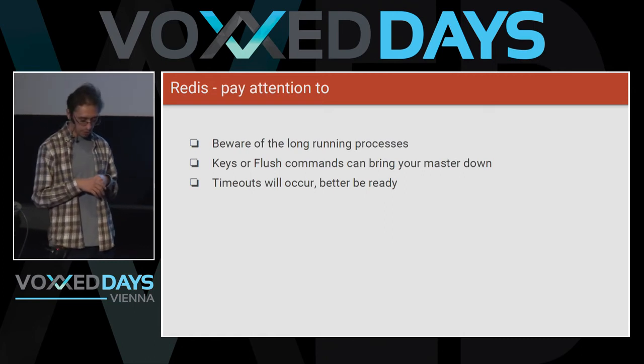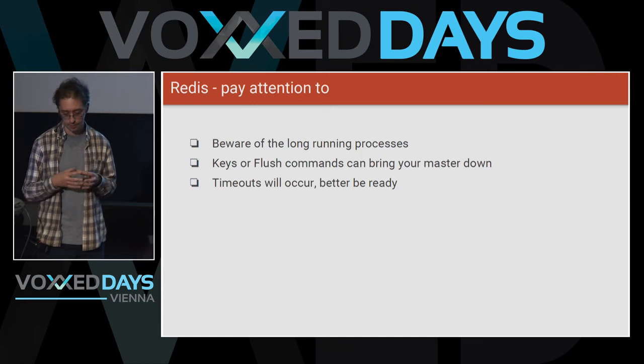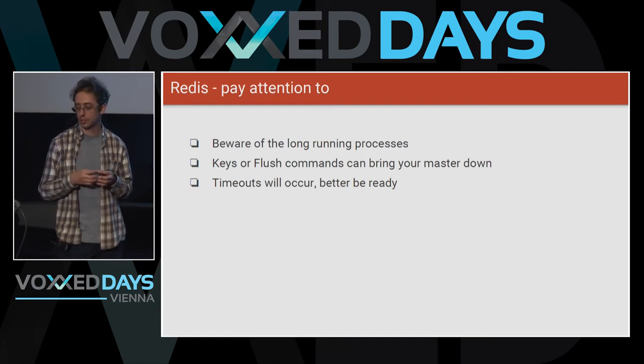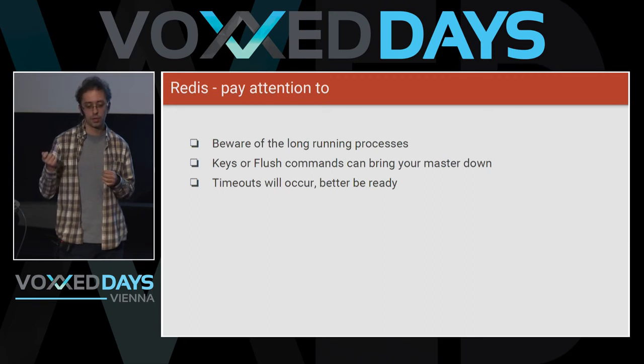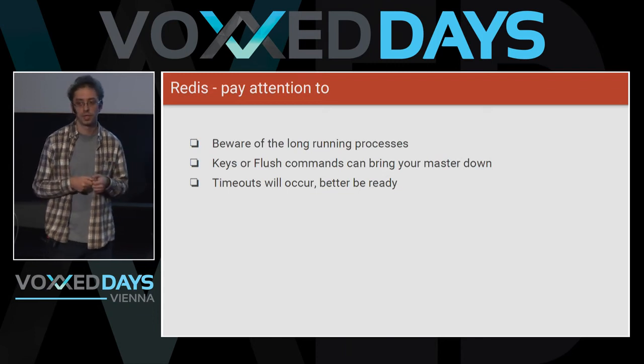You need to pay attention to long-running processes, because being single-threaded, Redis can only serve one request at a time. So just a simple command like keys, which returns all the keys on the server, or flush, which goes and deletes all the keys, can bring your master from the replica set down.